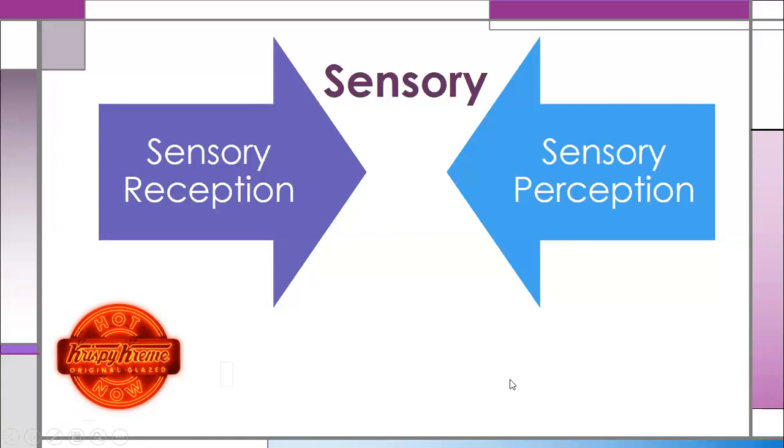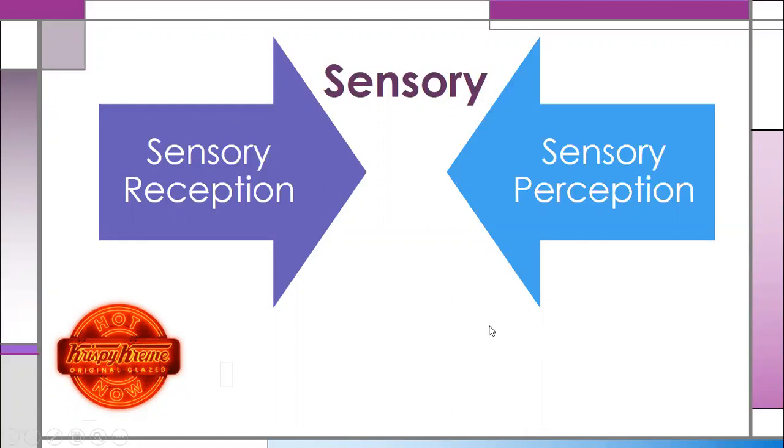The second thing after the stimulus is that the receptor or sensory organ must receive the stimulus and convert it to a nerve impulse. After that, the impulse is conducted to the brain. The brain has to receive and change that impulse into a sensation.